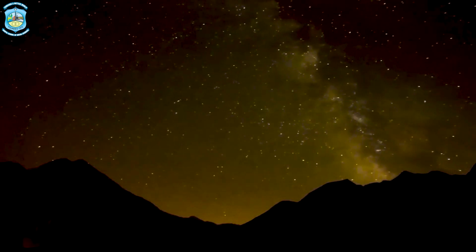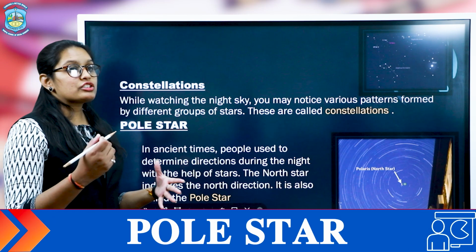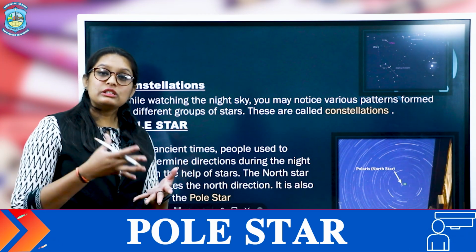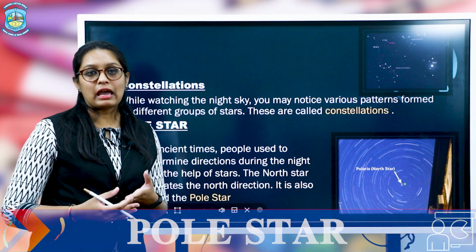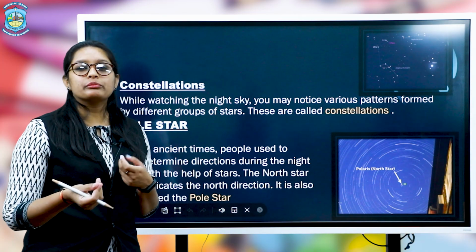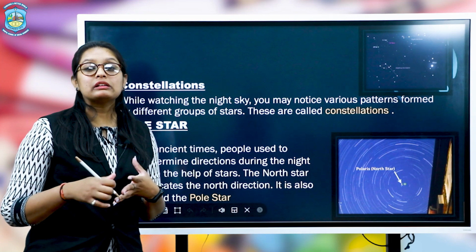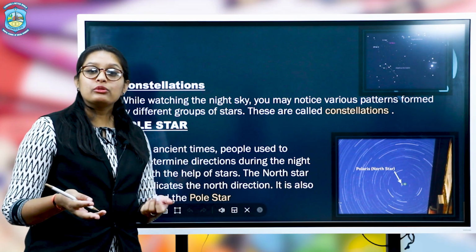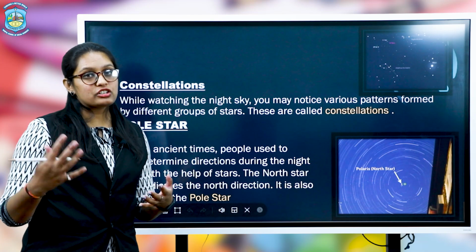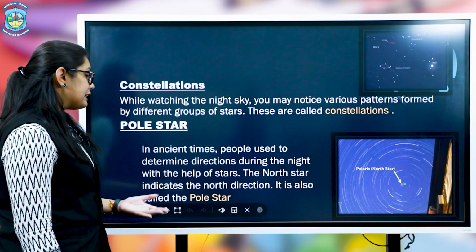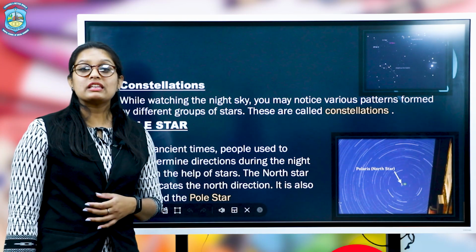Now what is the pole star? In ancient times, people did not have new technologies. Now we have maps, Google Maps, and different tools. But how did people find direction in ancient times? They used to find direction by the pole star. The north star, which indicates the north direction, is also known as the pole star.